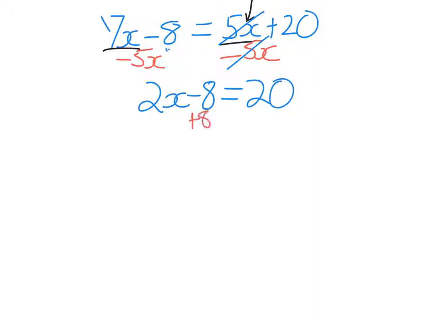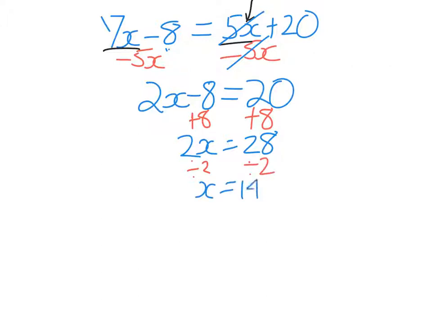We undo what's been done to x. So we're going to add 8 to both sides, and I get 2x equals 28. And then we're going to divide each side by 2. And so the final answer is x equals 14.